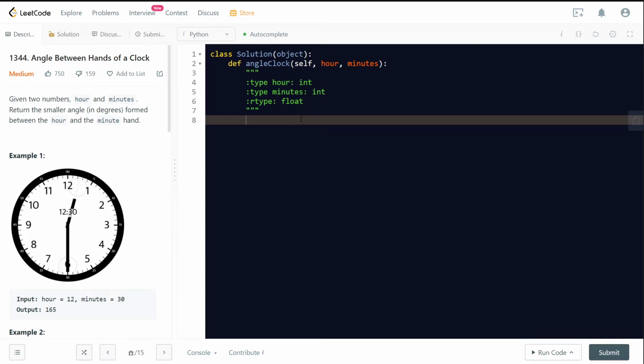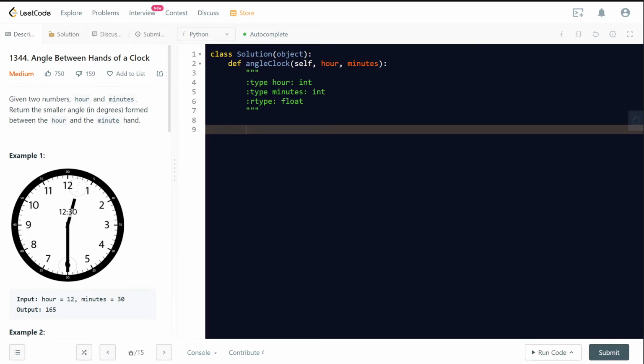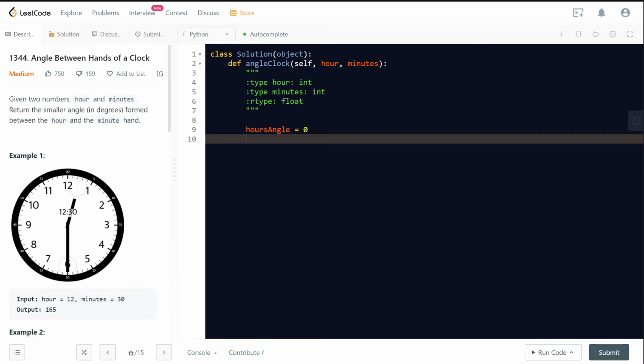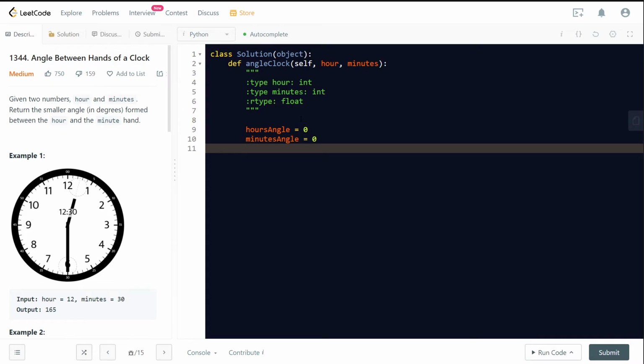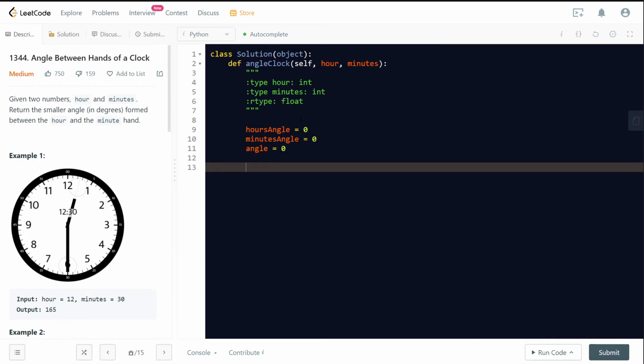All right, so let's get into it. A couple of things we want to make are all of our variables at the very top. So we know we are going to generate an hours angle, so let's set that equal to 0 initially, and then a minutes angle. Remember, these are the angles formed by the hours hand and the minutes hand. Then also we want to have a variable to save that overall angle we were discussing at the end. So we know minutes angle is a super simple calculation. We're pretty much going to say take 6 times the amount of minutes given.